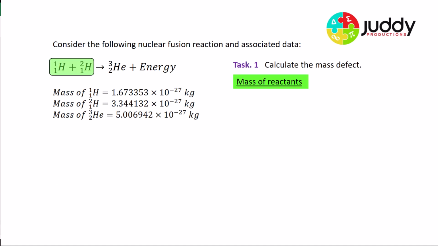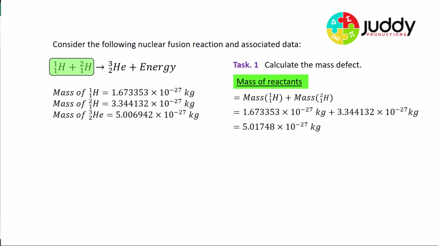First of all, we have to look at the mass of the reactants, highlighted in green. There's the mass of a hydrogen-1 and the mass of a hydrogen-2. We take that from the data provided to the left. We add that together and get a total mass of reactants of 5.01748 × 10^-27 kilograms.